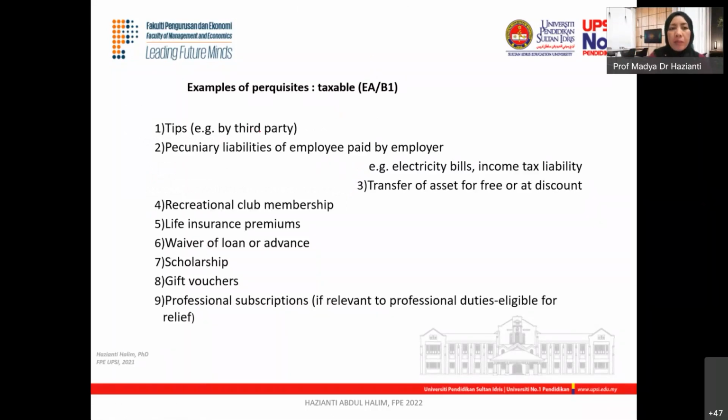Examples of perquisites, these are taxable. Tips by third party, for example a waitress working at a restaurant who gets tips. The customer gives her tips, and that is also considered taxable. Liabilities of employees paid by the employer, electricity bill, income tax liability, transfer of asset for free or at a discount, recreational club membership, life insurance premium, waiver of loan or advance, scholarship, gift vouchers and professional subscription. If relevant to professional duties, eligible for relief. So these are taxable. EA B1 is the form.